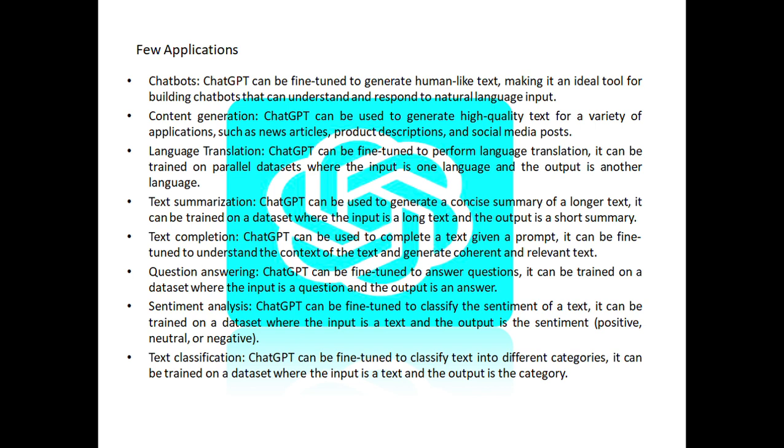Text classification is one more application of ChatGPT, which can be fine-tuned to classify text into different categories. It can be trained on a data set where the input is text and the output is a category. So these are just a few examples, and I'm going to show how it works on ChatGPT.